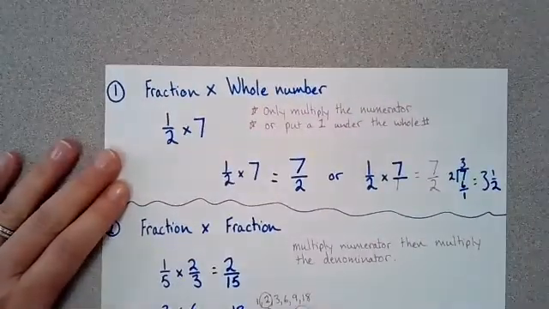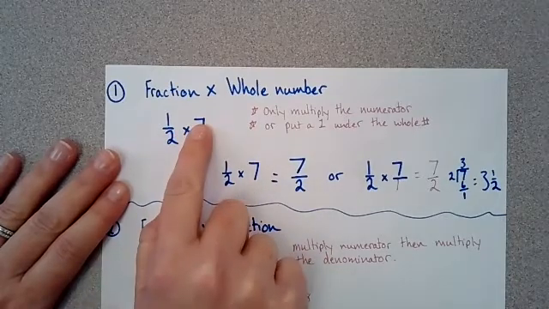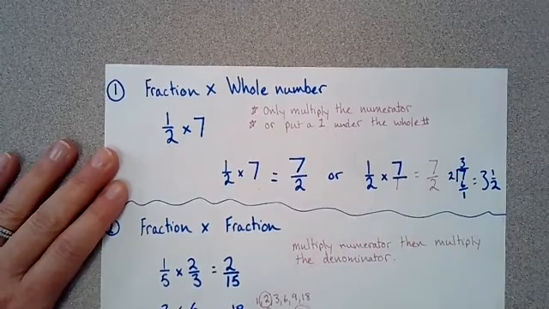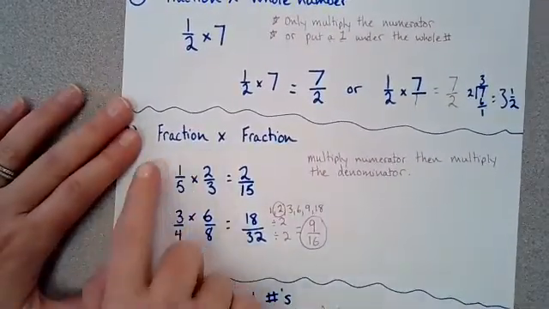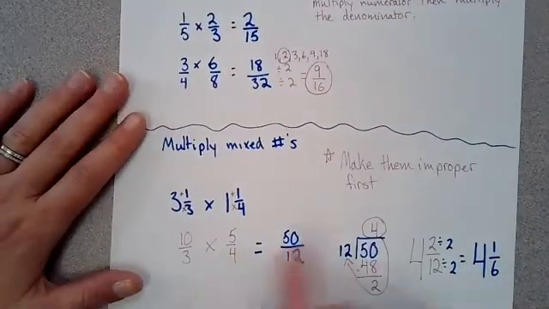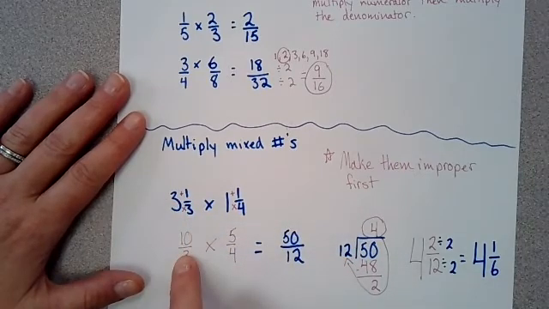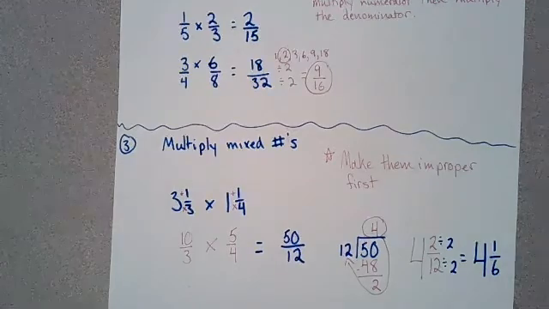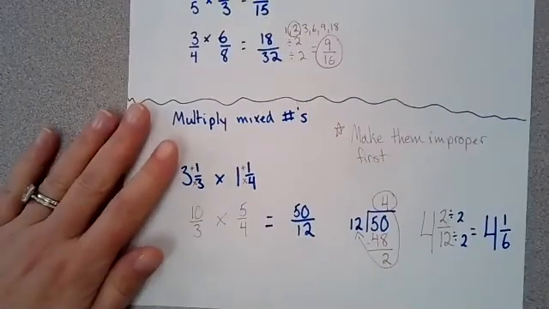Okay, so to review the 3 ways. Fraction times a whole number, you can just multiply the numerator, or you can put a 1 under that 7 and then multiply top and bottom. Fraction times a fraction, multiply the numerator, multiply the denominator, and then simplify if needed. And then multiplying mixed numbers, you have to make them improper first. Okay, so 3 1/3 turns to 10/3, 1 1/4 turns to 5/4, and then you can multiply and turn it into a mixed number.